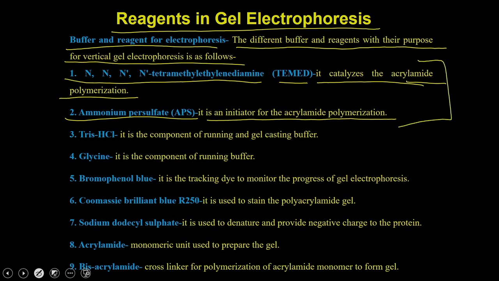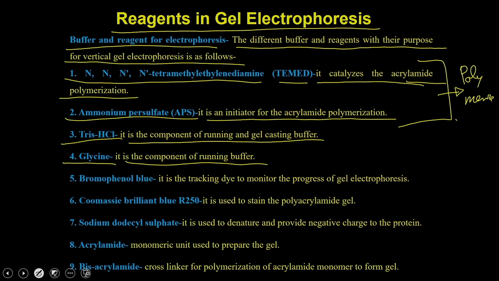Together, these two components are required to polymerize the acrylamide. Then you require Tris-HCl. Tris-HCl is required to prepare the running as well as the gel casting buffers. Then you have glycine, which is a component of the running buffer. Then you have bromophenol blue. Bromophenol blue is a tracking dye and it is required to monitor the progress of the gel electrophoresis.